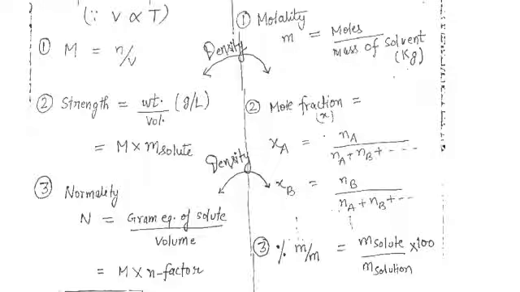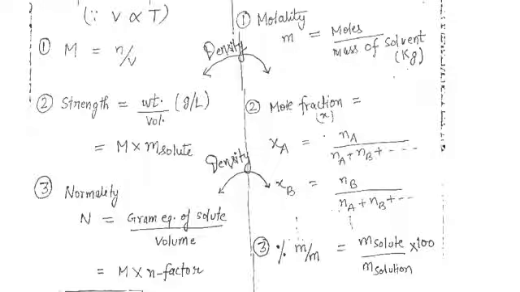Alright, similarly for mole fraction also, XA plus XB equals 1. So you can calculate the mole fraction of oxygen or O2 very easily.